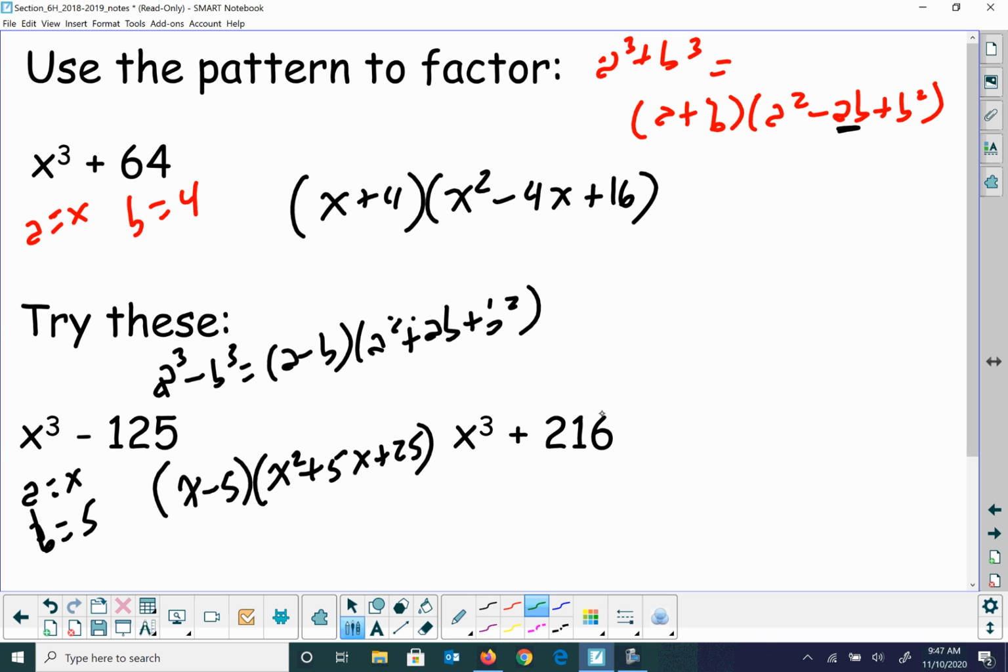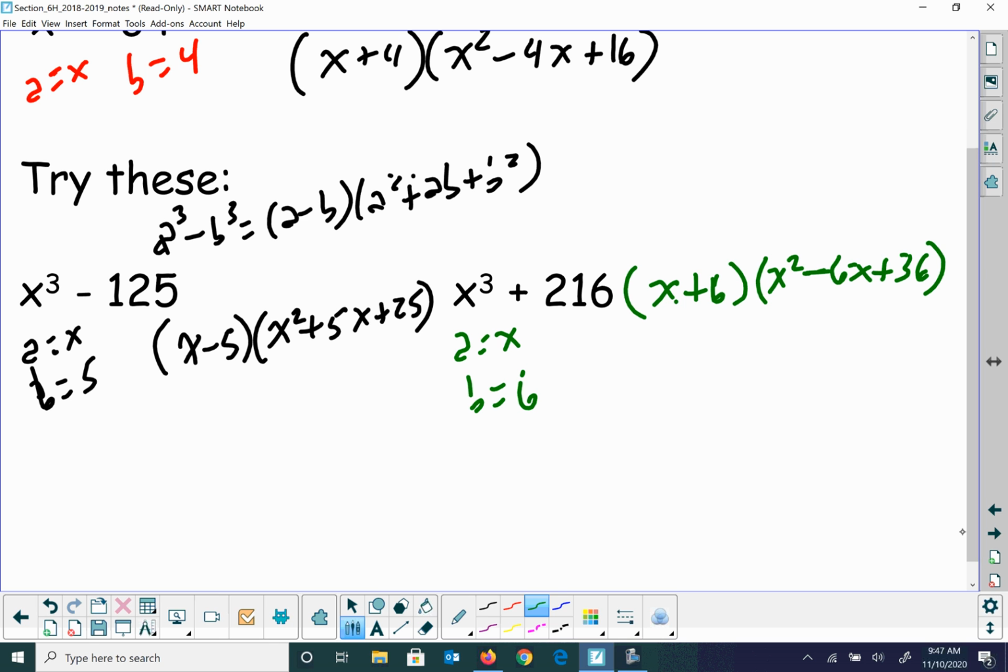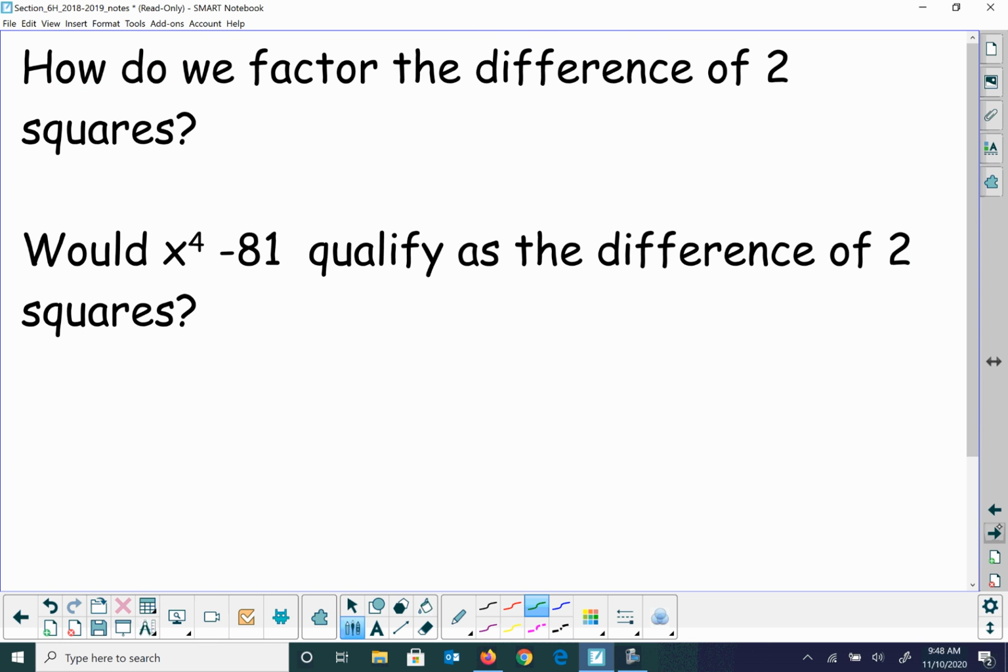This next one is going to utilize this top equation. So a is going to be equal to x, b is equal to 6, because 6 times 6 times 6 is 216. So I'm going to get x plus 6, and then times x squared minus x, or a times b, which is 6 times x, plus 6 squared, which is 36. Okay, pretty straightforward, huh? Just remembering the equation it goes with.